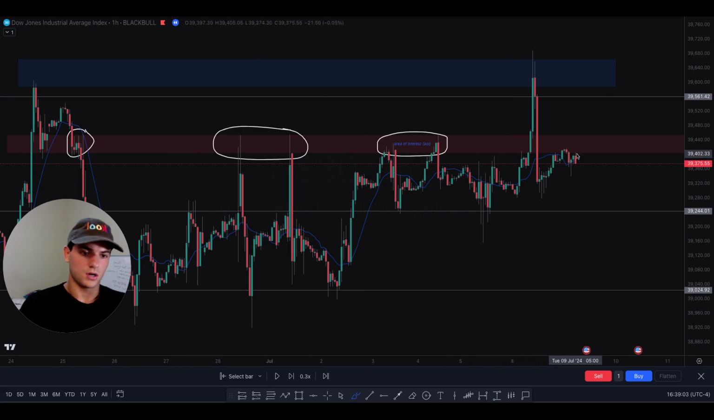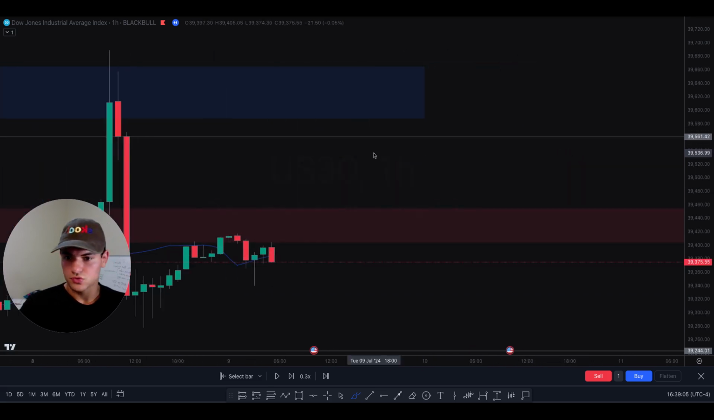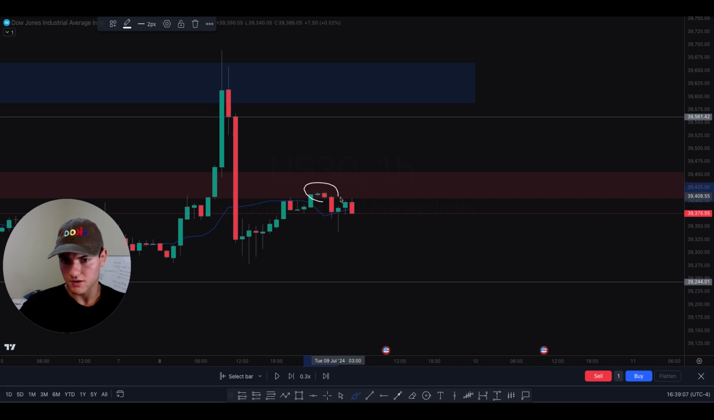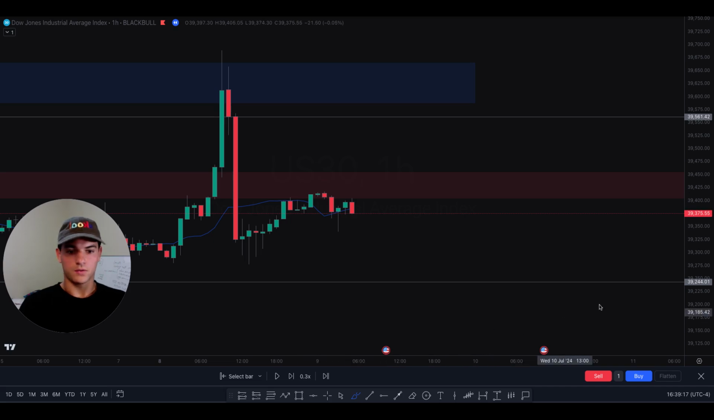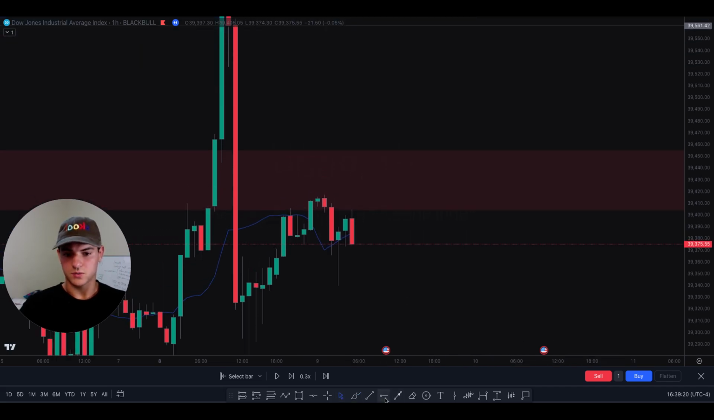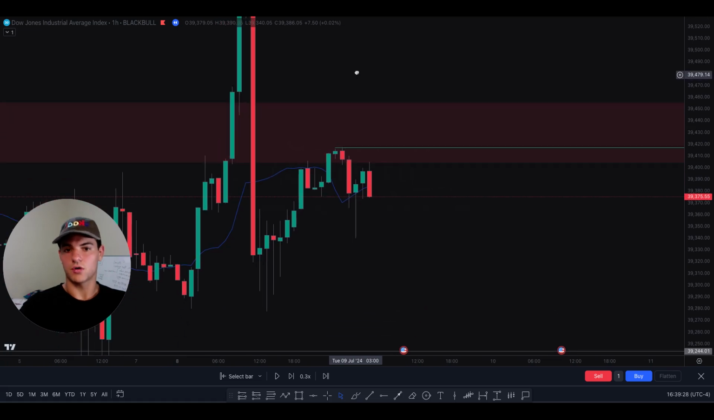So now, if we zoom in, we see that the previous 4 hour candle has rejected, and now we're basically retesting the same area over here. Now this is a good thing, right? Because we cannot break this high. This was the previous 4 hour high. We cannot break this 4 hour high, right?